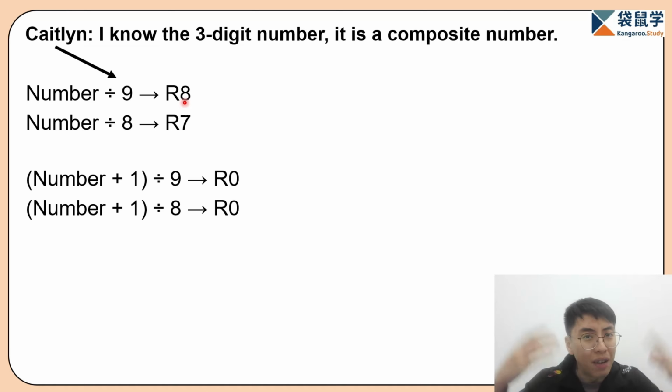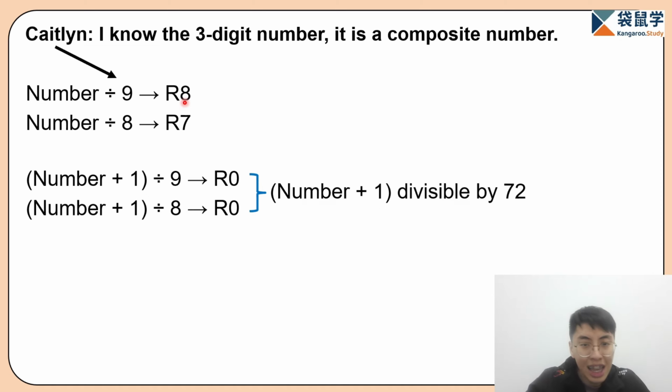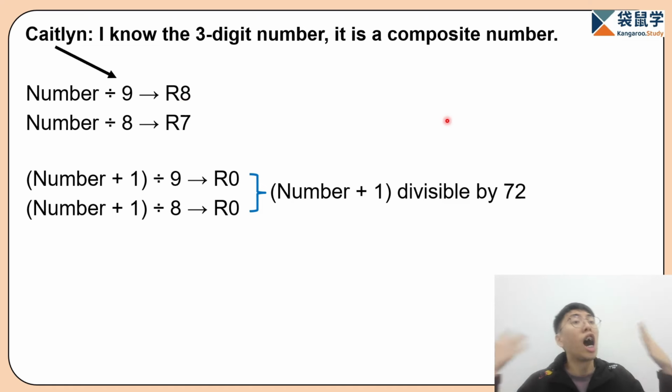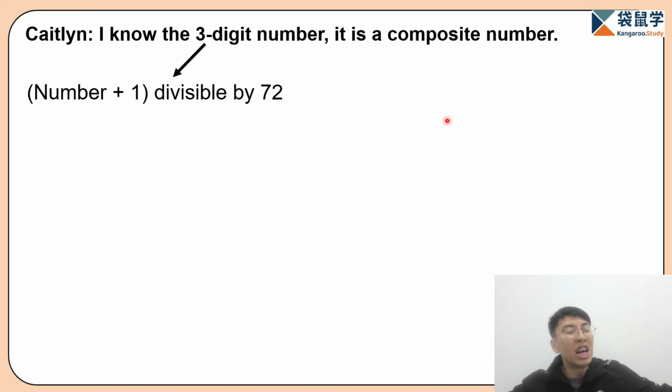Similarly, if I add 1 to it, it is also now a multiple of 8. So with that being said, we combine both together. What do we know? We know that this number is divisible by 72 if it is added by 1. So with this information, now let's think, how can Caitlyn know what this 3-digit number is? So we know that this number plus 1 is divisible by 72.